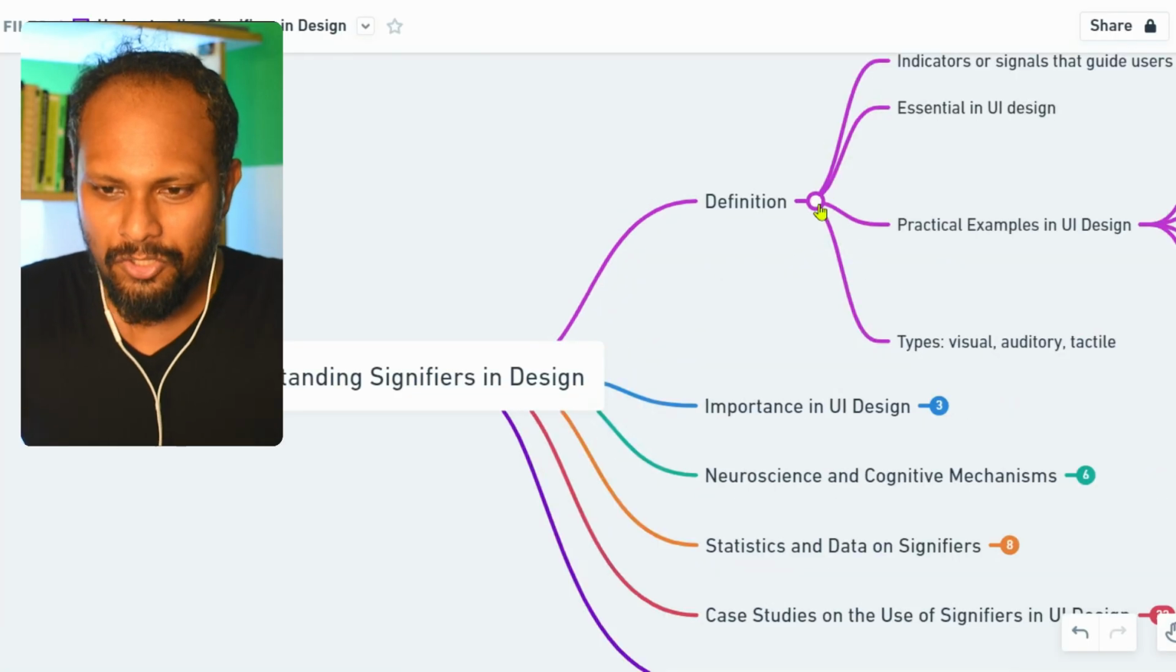In the world of UI design, people don't understand this basic terminology called signifier, because signifier is very easy to understand. It's not a very complicated term. That's why we take it for granted and we don't consciously implement any of these things. First, let's understand what this particular concept is about. Okay, the definition is very simple.